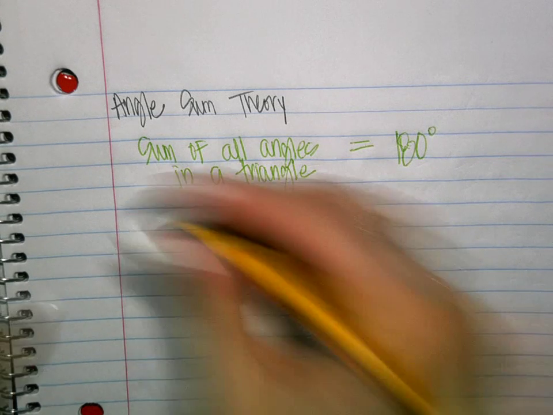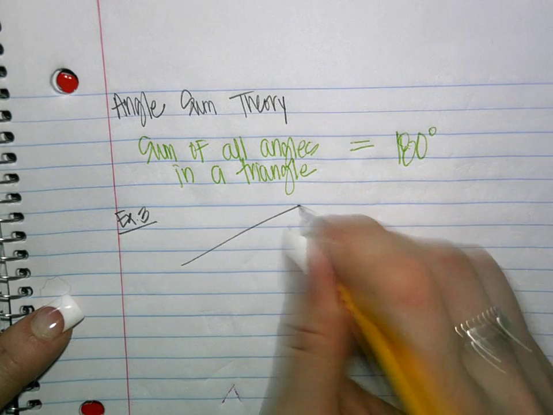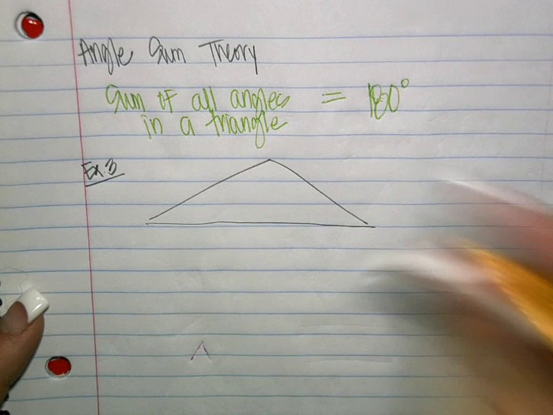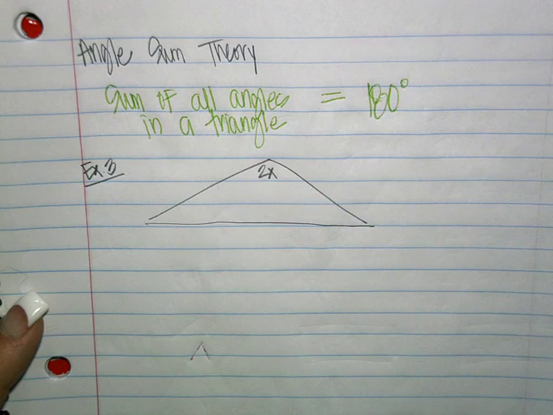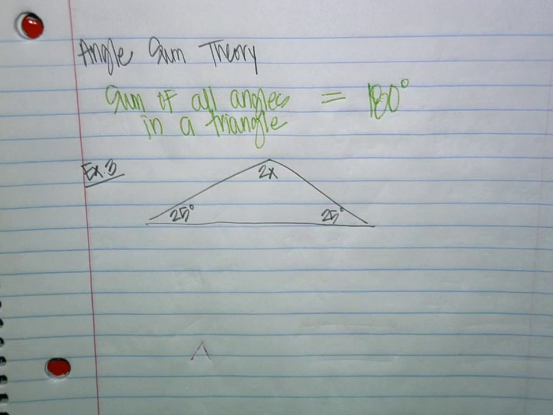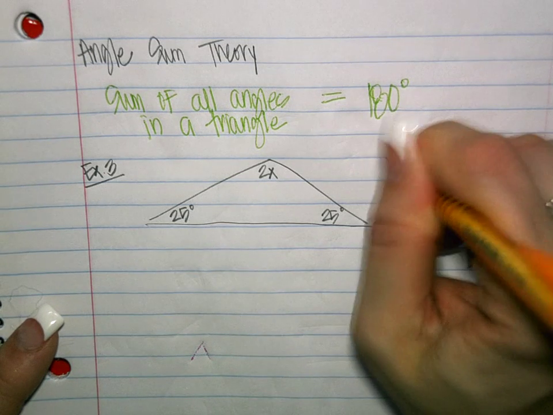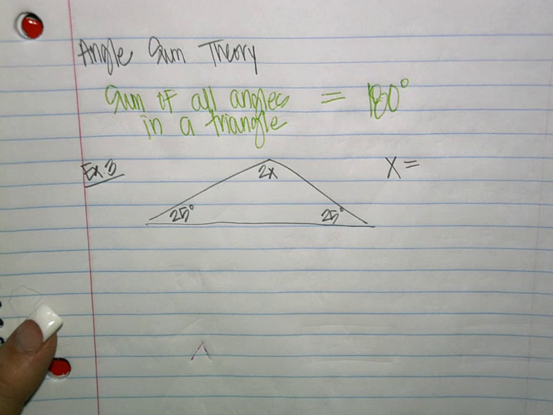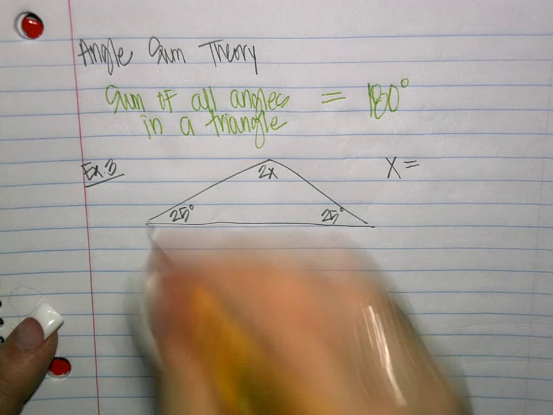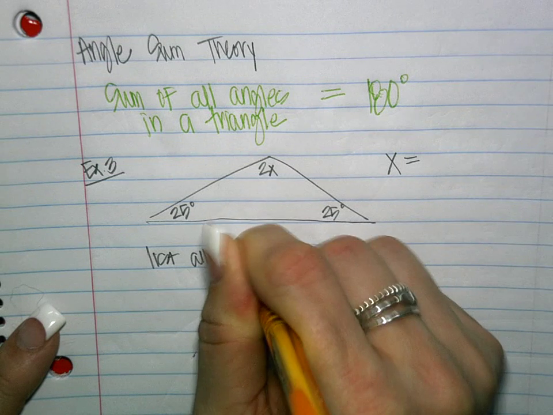Remember that. Okay, so for example number 3, if I give you a triangle, again, and it looks kind of like this, and in the top, I tell you this is 2x, on the left is 25 degrees, and on the right is another 25 degree angle. And I want you to solve for x. So I'm going to ask you for 2 different parts here. I want you to actually solve for x, and then I want the actual angle measurement, okay? And then I say list all angle measurements.